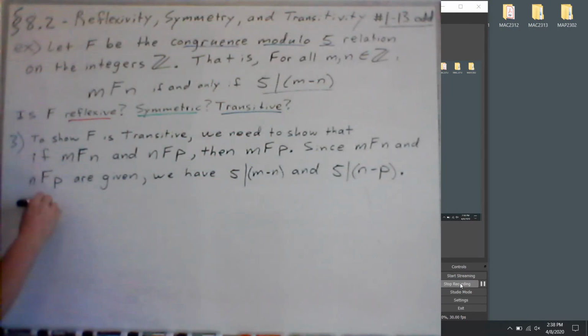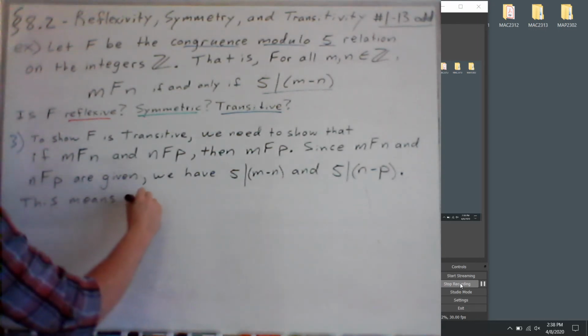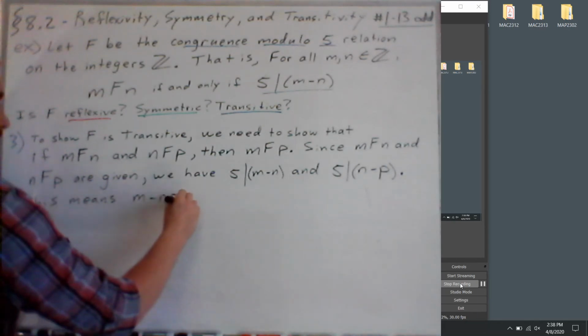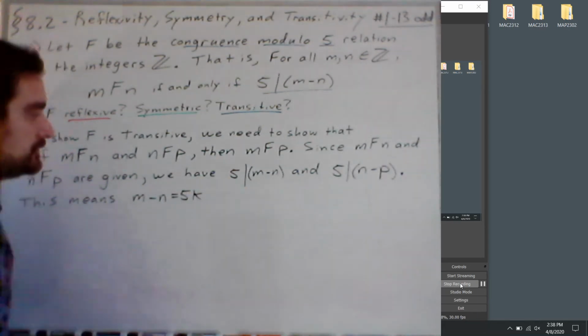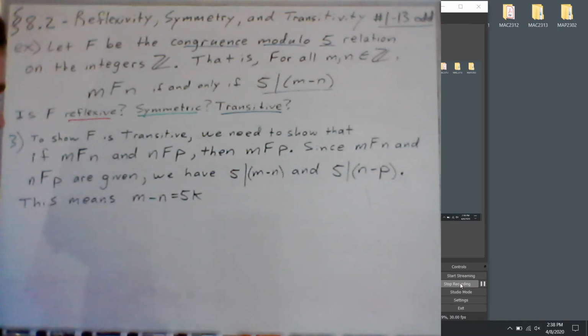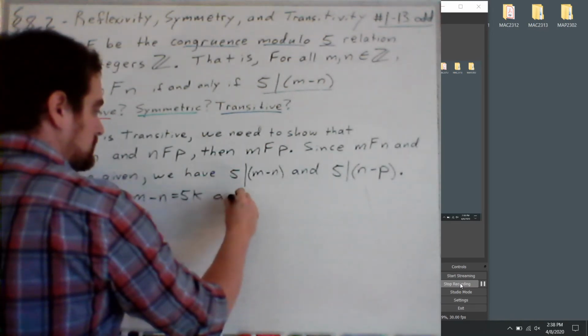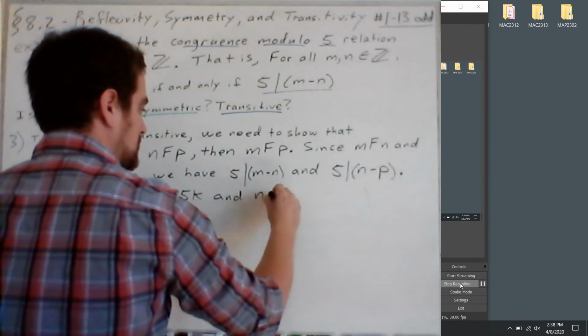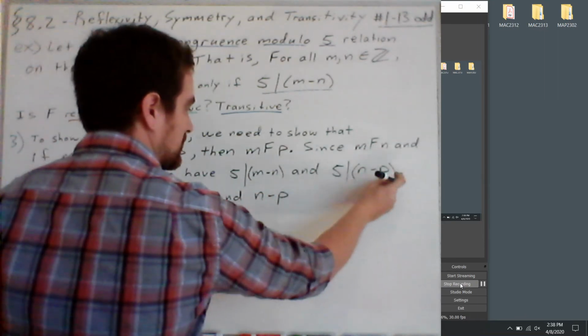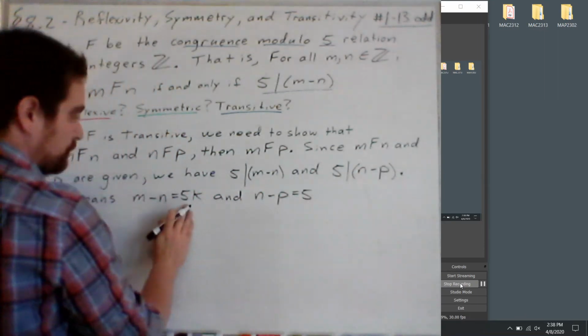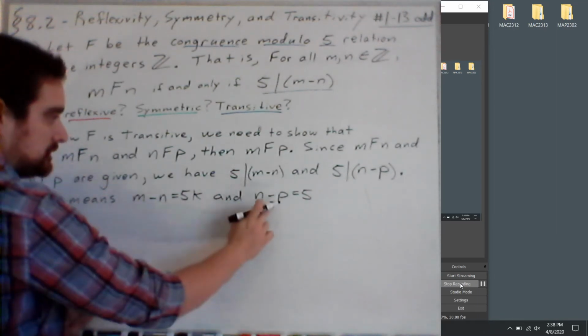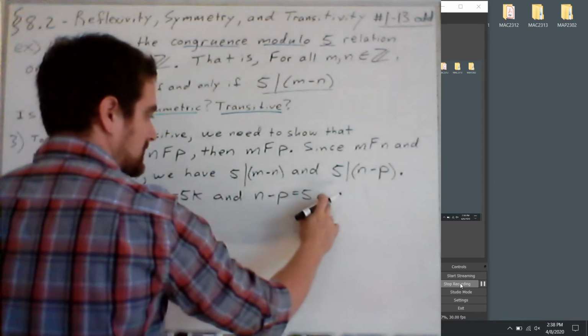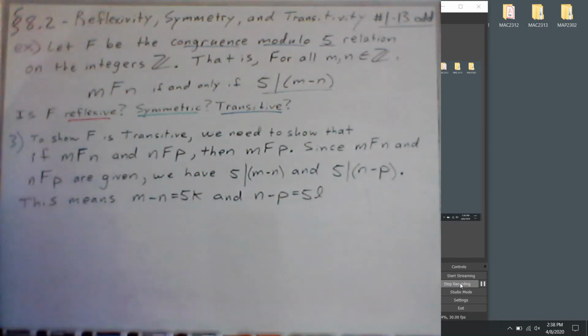Well, what does that mean for us? This means m minus n is equal to 5k for some integer k. To save some space, maybe I'll leave that out. And n minus p must also be a multiple of 5, because 5 has to divide it. But I don't want to reuse k again. I don't want to say that these two differences are the same 5k number. So I'll use 5l, where l is an integer. Again, I'll leave that out just to save a little space.